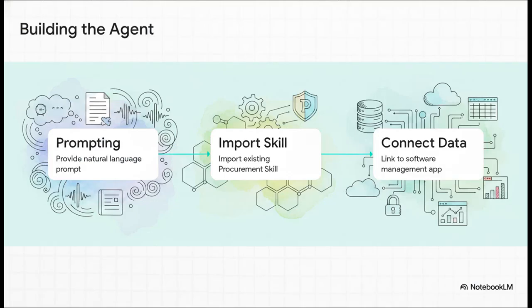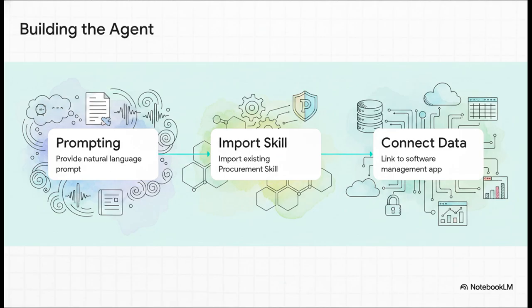Number 3. Building the review agent. Okay, let's actually build this thing. You start from a totally blank slate in ChatGPT and just use a natural language prompt to describe the goal. In our case, handle employee software requests. Next, you import that procurement skill we just talked about. That tells it exactly how to evaluate the tools. And finally, you connect your data sources. For our setup, this means pointing the agent directly to our internal software management platform, or even just a securely hosted spreadsheet that contains our approved tech stack and our current license utilization.